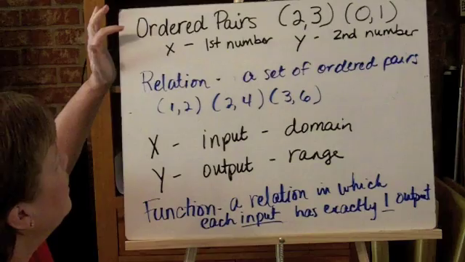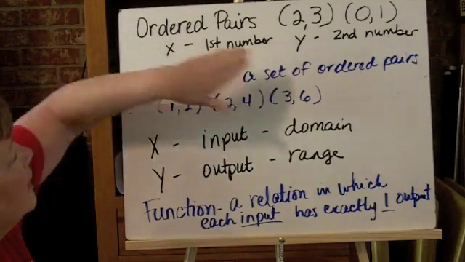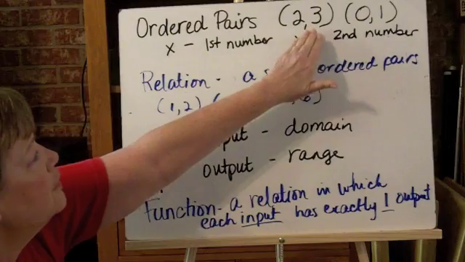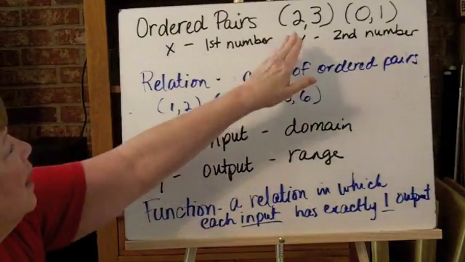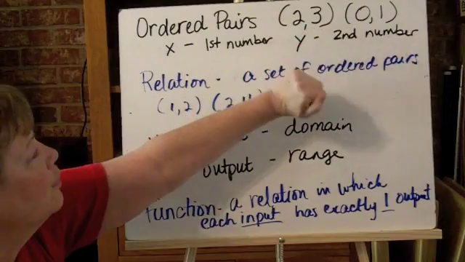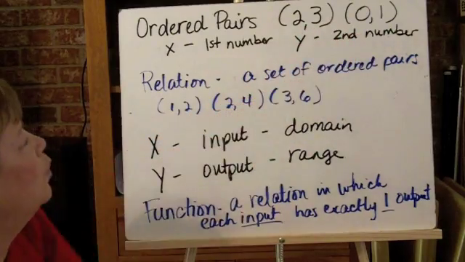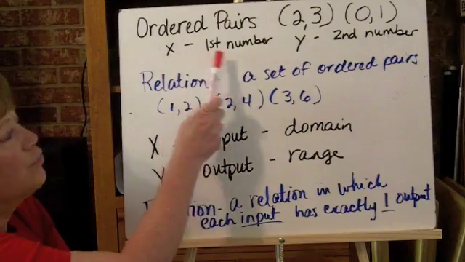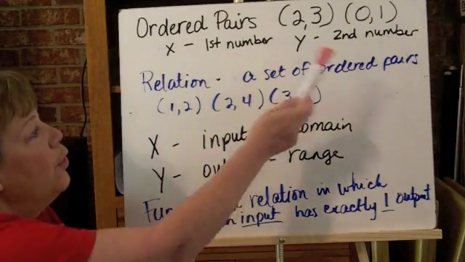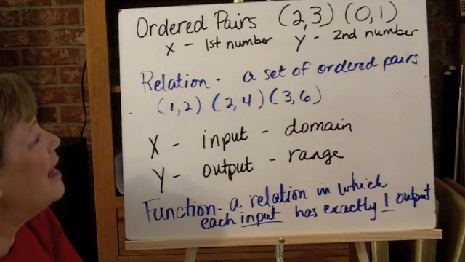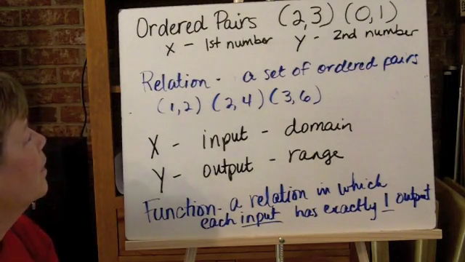The first thing to remember is that an ordered pair is a set of two numbers in parentheses. This ordered pair is (2, 3). This one's (0, 1). X is represented in the first number. Y is represented in the second number.